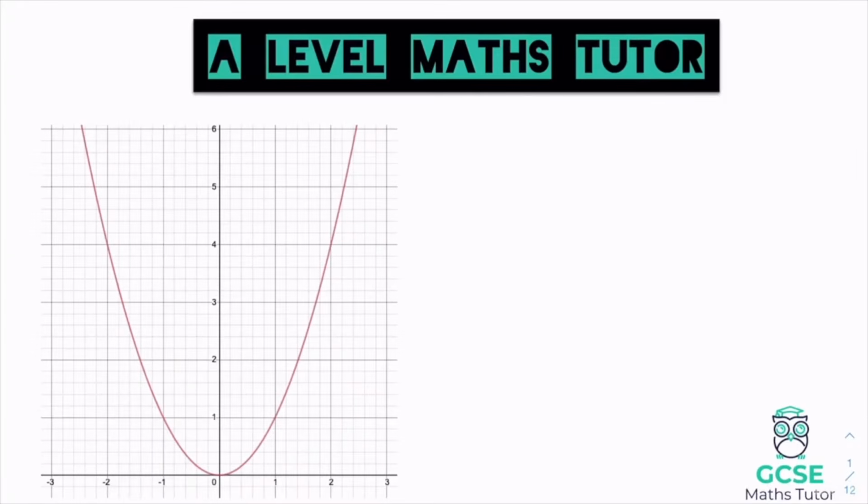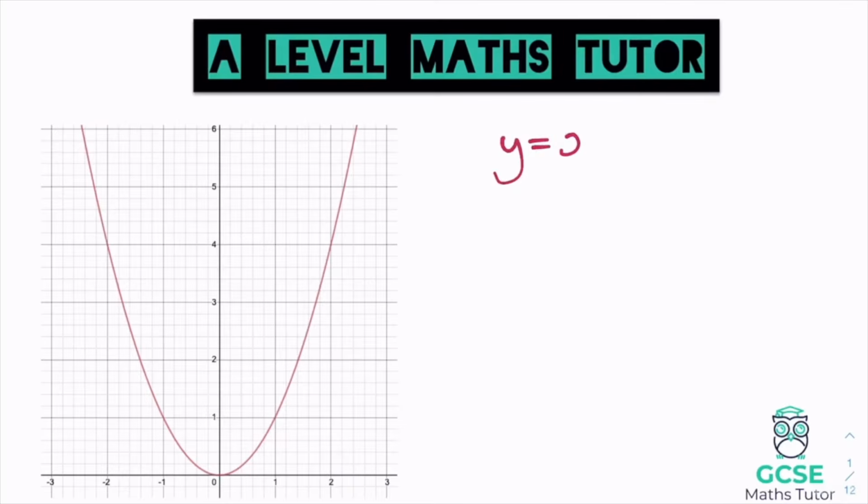So when it comes to differentiation, essentially what we're actually doing is finding an expression that allows us to get the gradient at a point on a curve, the gradient of the tangent to the point on the curve. So with this particular graph that I've got on the screen, this is the graph of y equals x squared.